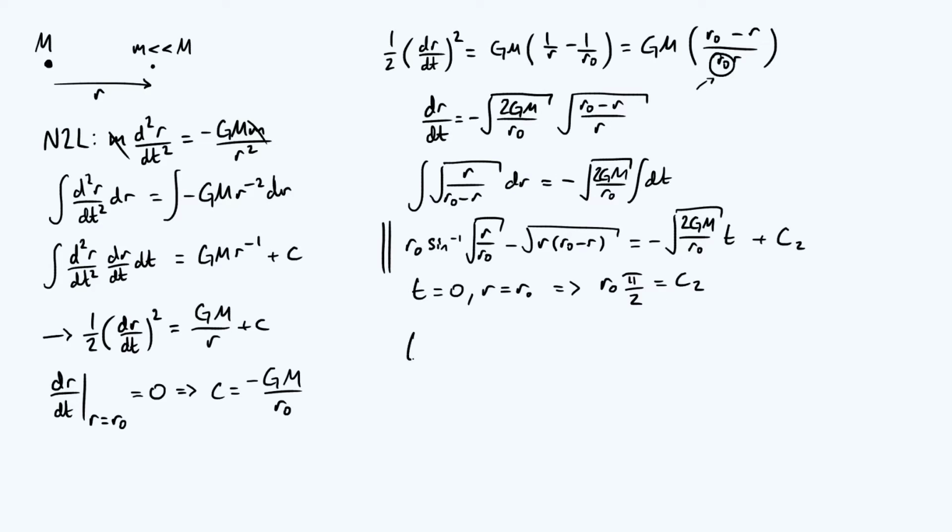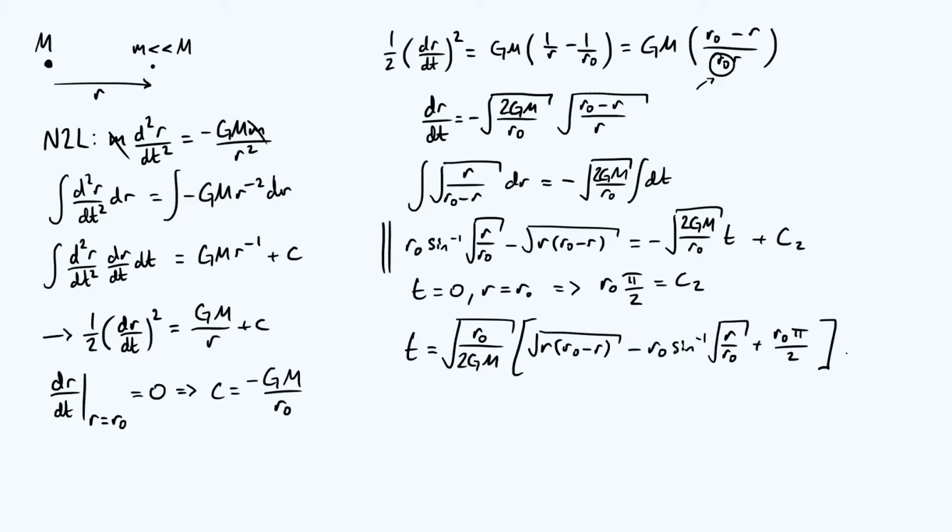You end up with t being equal to the square root of r0 over 2GM times this big bracketed term, which is the square root of r times (r0 minus r), then you get the arcsine term, minus r0 arcsine of the square root of r over r0. And then the constant term, which we found was r0 pi over 2, like that. So this is actually a general expression for the time taken to reach any particular distance r.